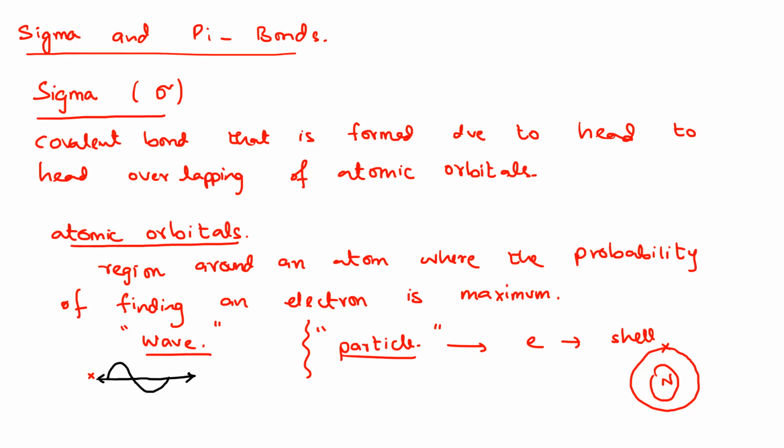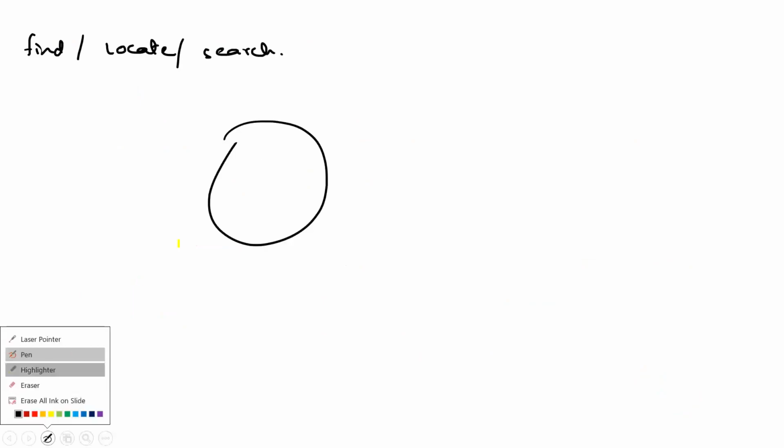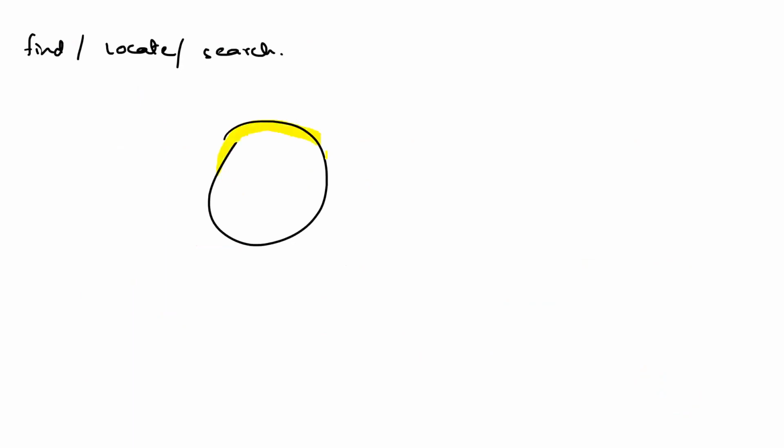Yeah. Okay. So when we define an atomic orbital, what we mean is that if you try to locate or search for an electron, it can be found in a complete region around a nucleus. You cannot exactly pinpoint it to a specific area. All this shaded area can contain an electron.